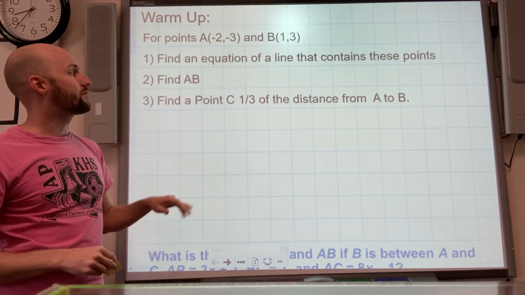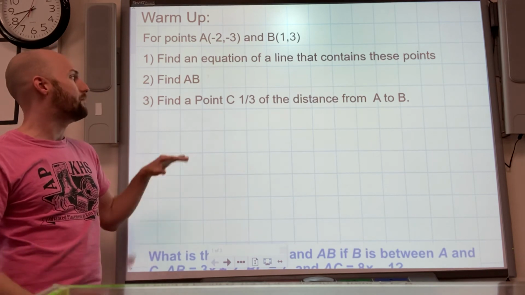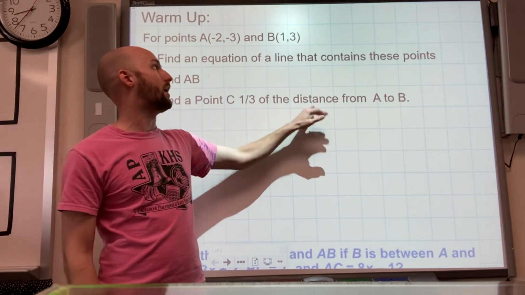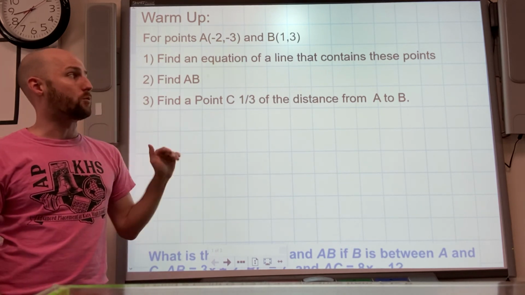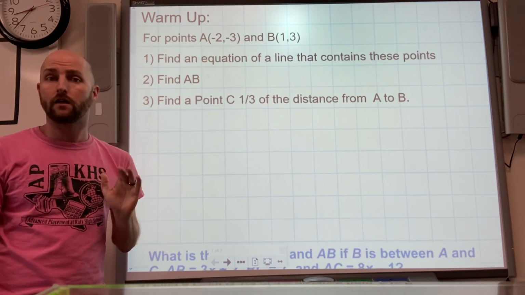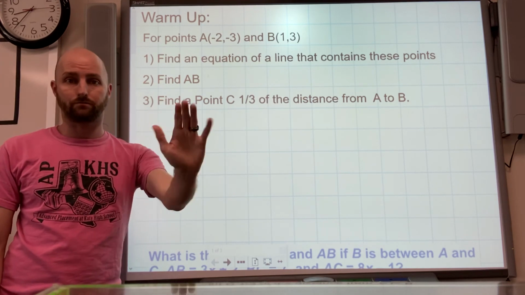Okay, and lastly, just to practice something that was on the notes yesterday, finding a point that's 1/3 of the way between those 2 points. So I'm going to kind of put my hand up for 5 seconds. If you want to pause this video and work those out, do that. Otherwise, here we go.